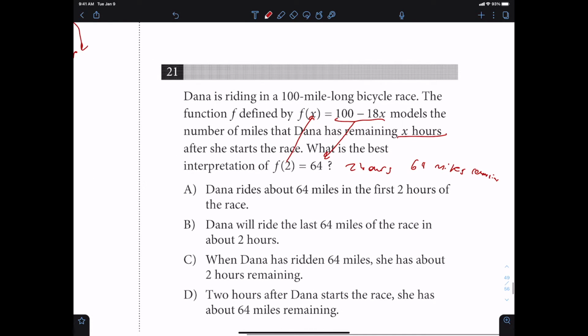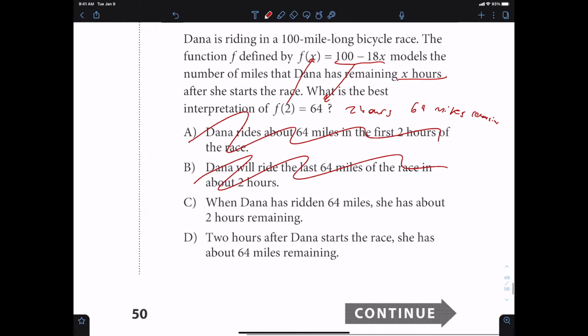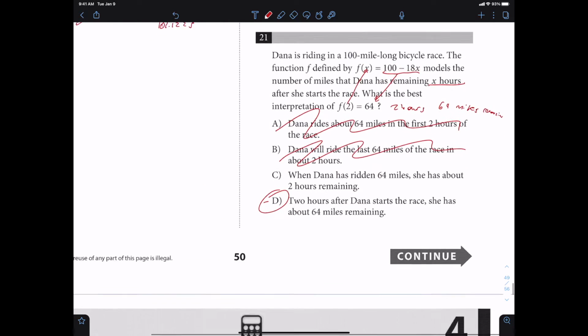So let's see which of those match up. So 64 miles, and no, not necessarily. No. 2 hours after she starts the race, she has 64 miles remaining. Perfect. Exactly what we said.